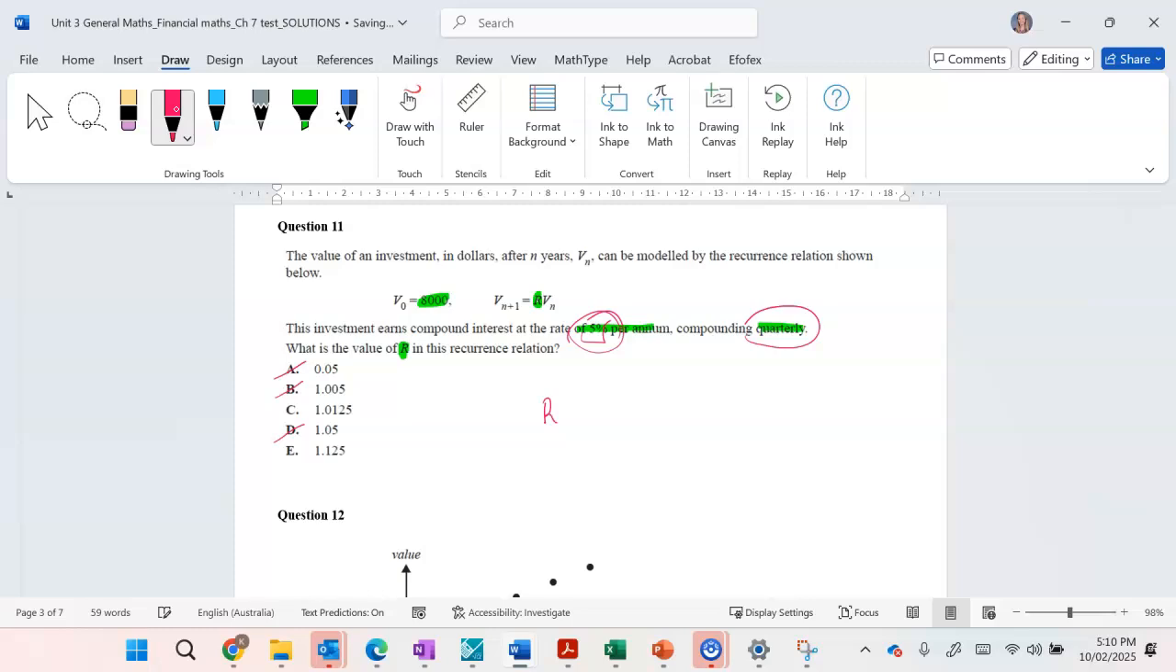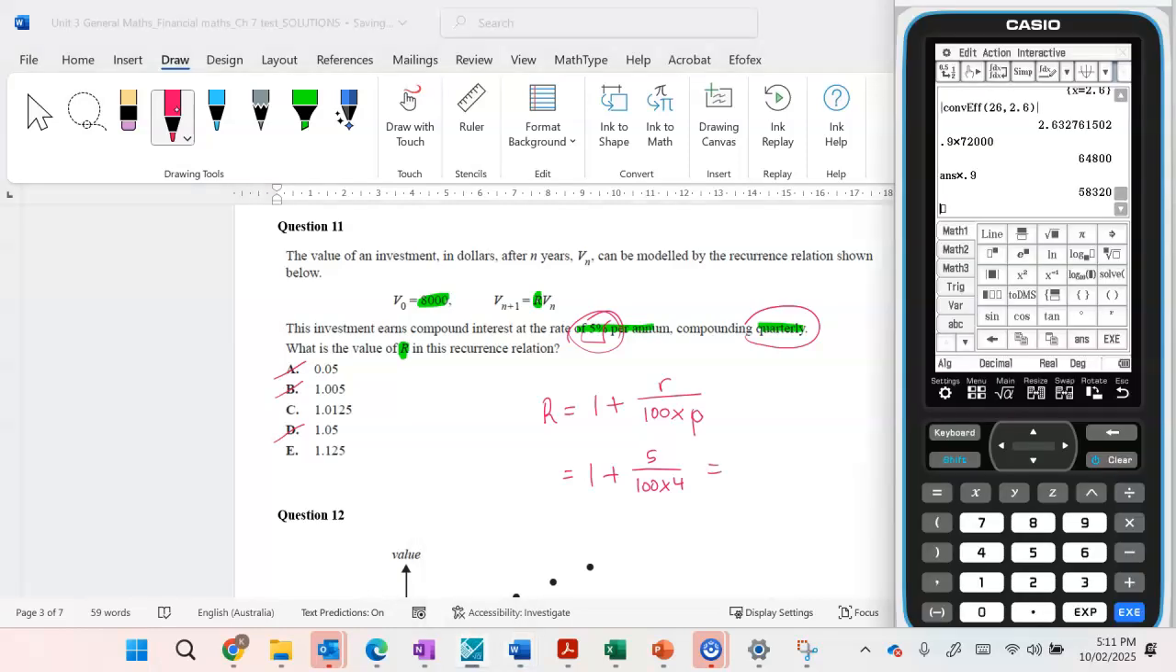So R is calculated by doing 1 minus, no it's not, it's plus when you're doing an investment. Sorry, I was getting a little bit confused. 1 plus your annual interest rate over 100 times the number of compounding periods. Now, in your notes, you may have an N here. Same thing, guys, but I'm just going to use P because I prefer P. So 1 plus your annual interest rate over 100 times 4. We'll just do that on the calc.